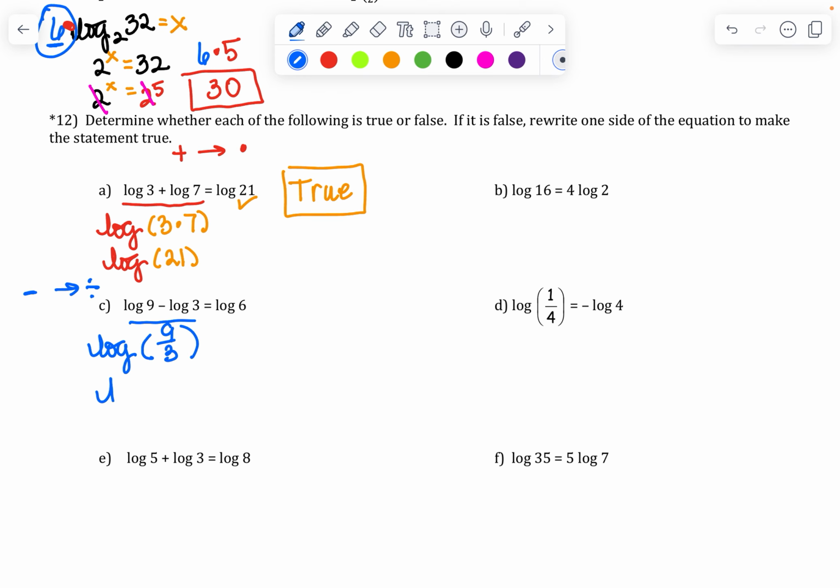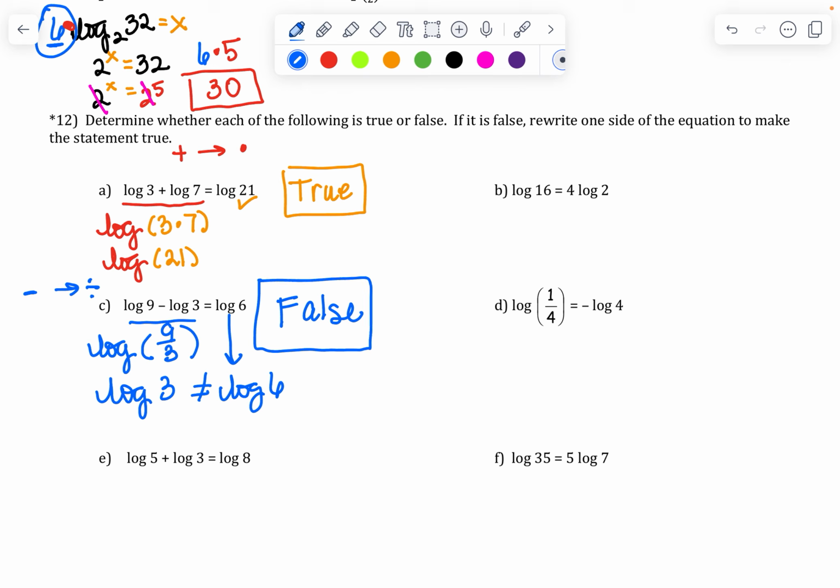Let's go to E, see what we got here. Remember, addition should make you think multiplication. So let's write log, and then I'm going to have 5 times 3. So that would be the log of 15. It does not equal the log of 8. So this one is also false.